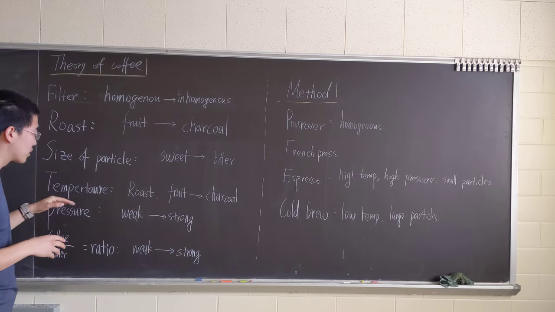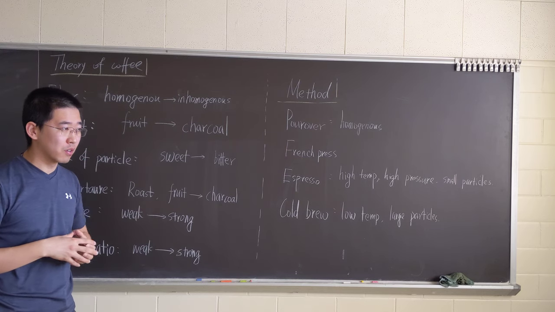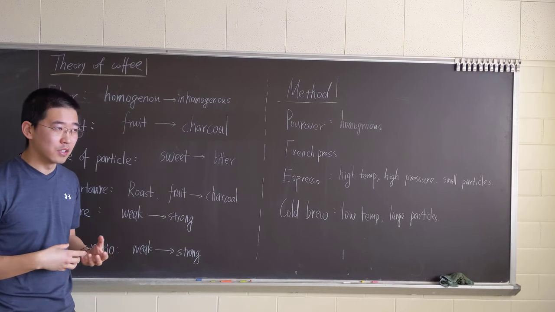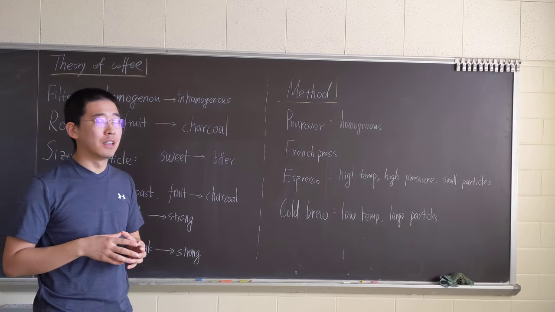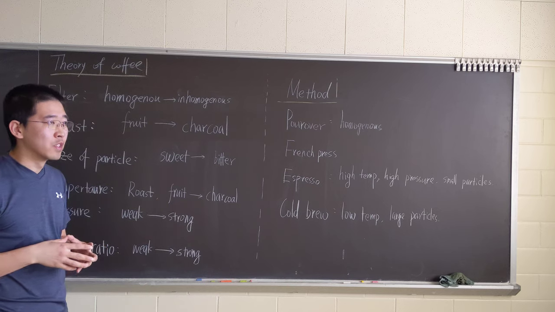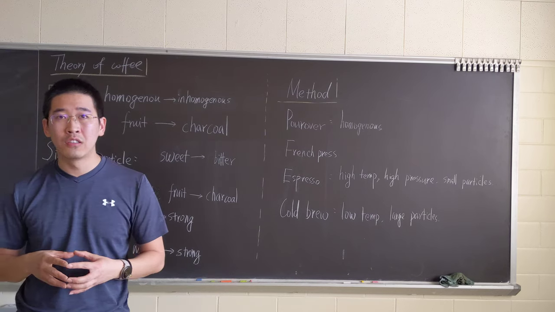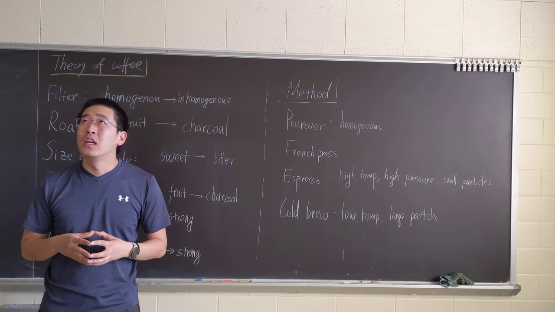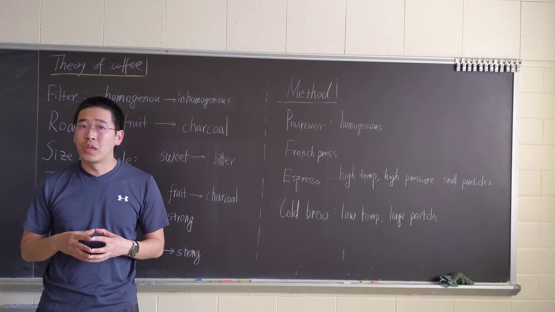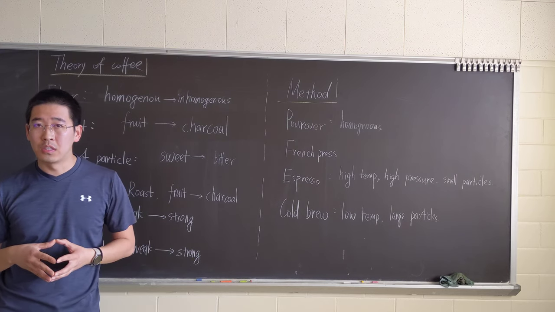So the size of the particle, based on the grind, the coarser the grind is, the bigger the particle is. So for me, I find the smaller the particle is, it tends to be more bitter. I think it makes sense because if you make the particle smaller, the reaction rate will be faster. Just like, you know, basic chemistry.